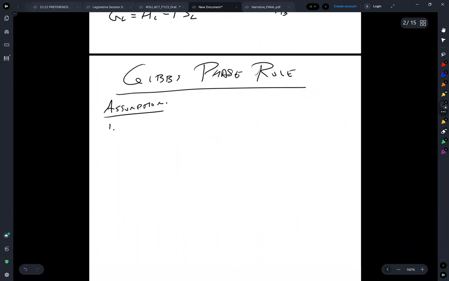One, we're going to assume the system's in equilibrium, and we want to talk about what are the conditions for those. Right, because if we're talking about a phase diagram, again, everything in our phase diagrams is equilibrium. And two, no interfaces.